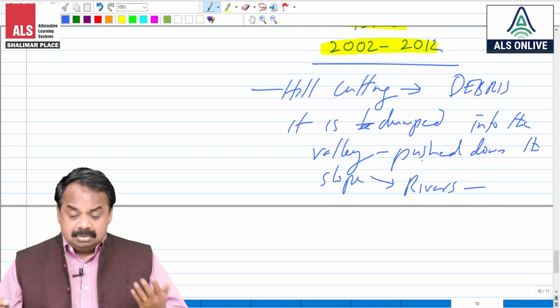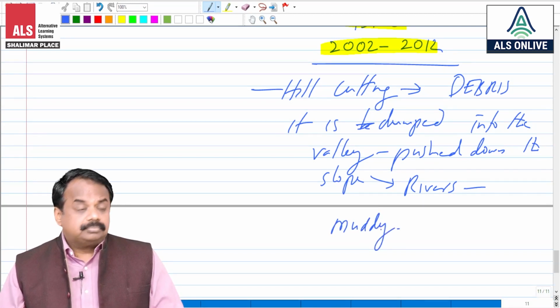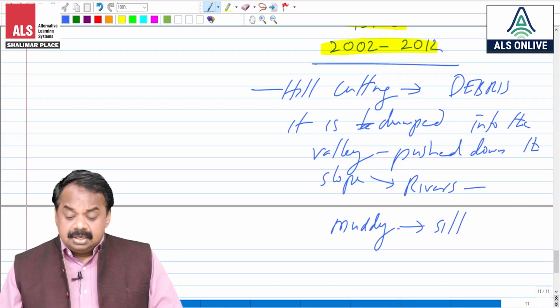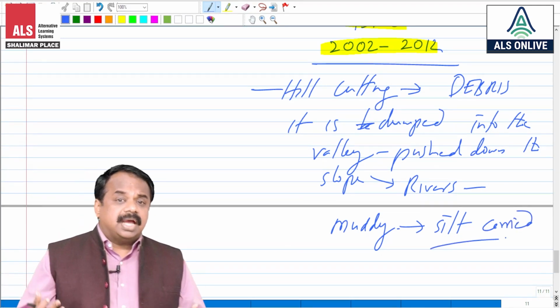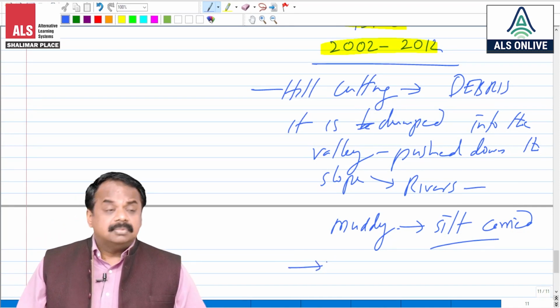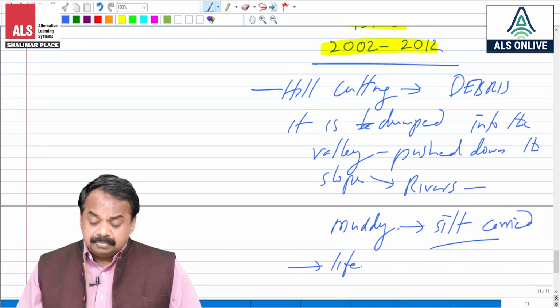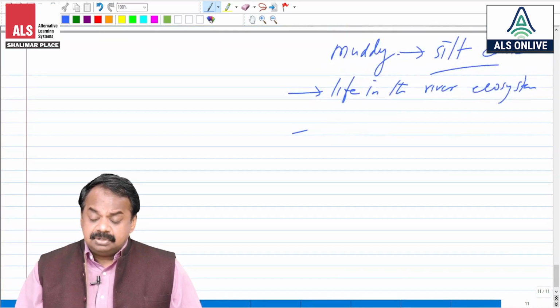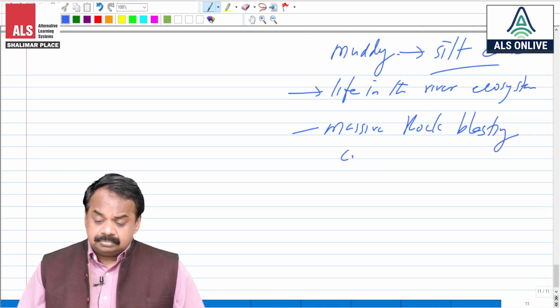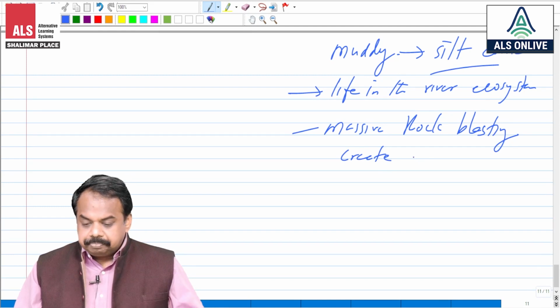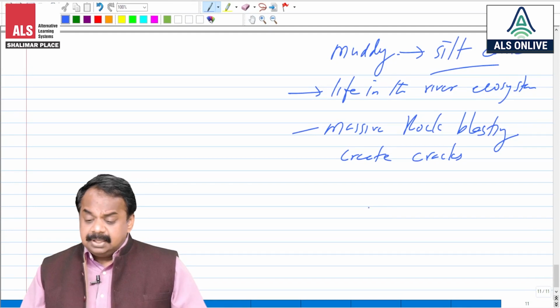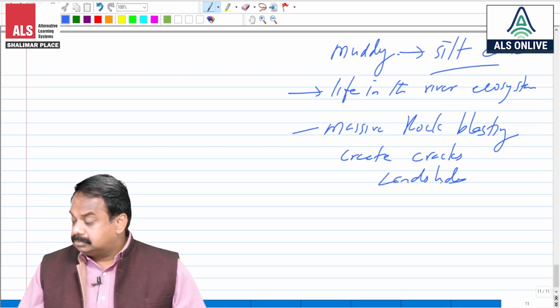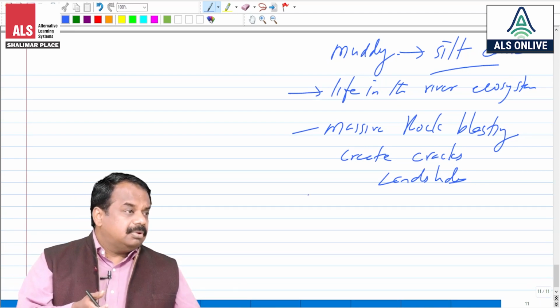and first of all, the river water will become muddy. It will increase the silt carried. Silt means the amount of soil which is carried by the water, and it has serious impact on the animals or the life in the river ecosystem. And massive rock blasting can create cracks, and then landslides are possible. So they were just pushing down the debris into the valley.